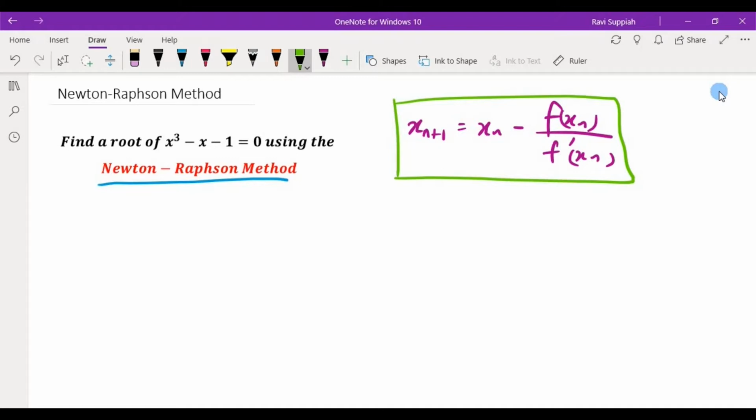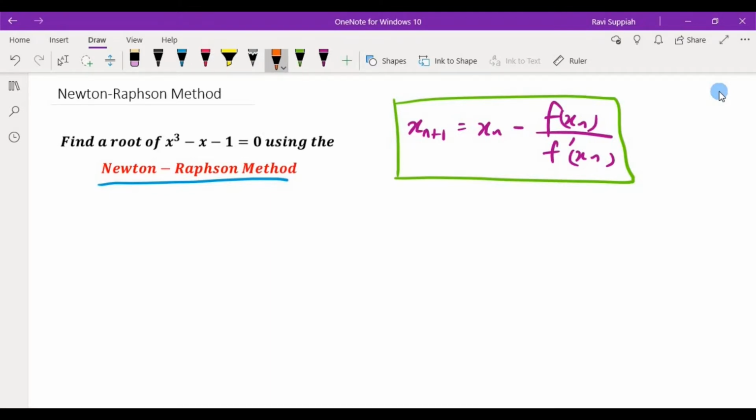Now, in order for us to do this, we must start off with an initial value for x0, and that value should be obtained by looking at the values of f(x) where we know that a sign change is going to happen.